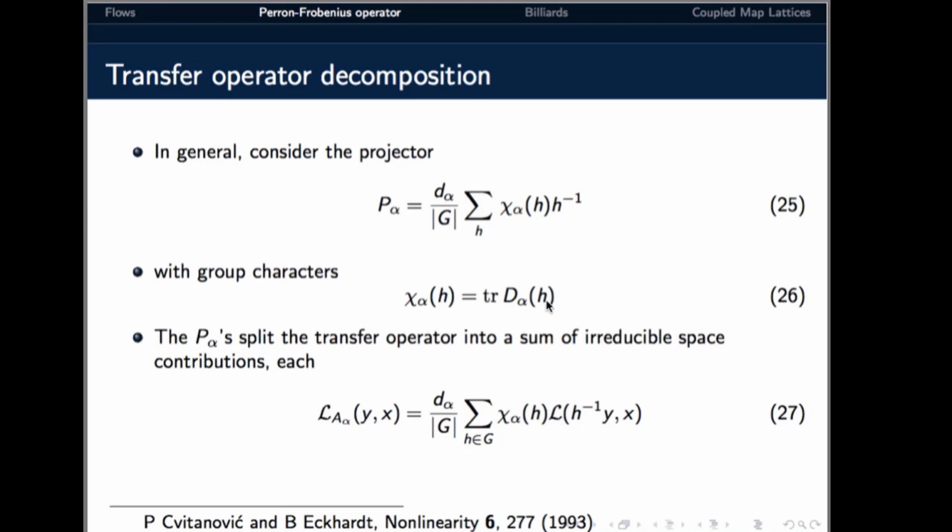The group characters basically are the traces of the matrix of the group element h in an irreducible representation. Now, what matters to us, at the end of the day, is that the transfer operator or the transport operator is split into a sum of irreducible space contributions. This can be beneficial, as we will see later, when we compute the traces of the operator, because the convergence of the traces is sped up by this kind of decomposition.